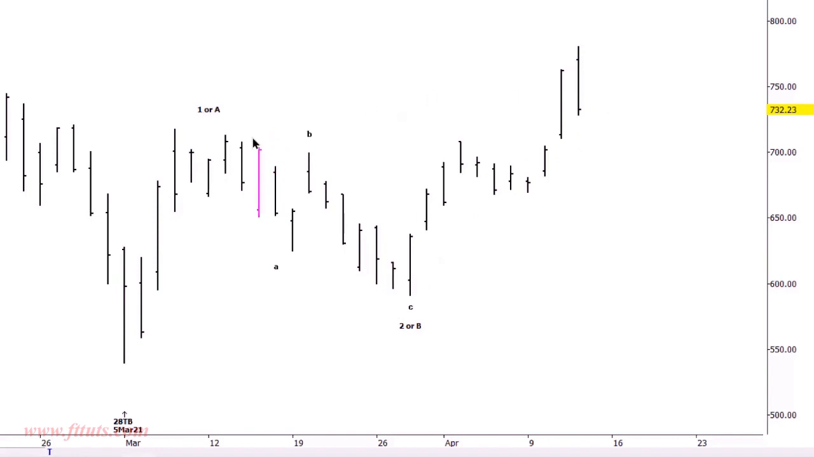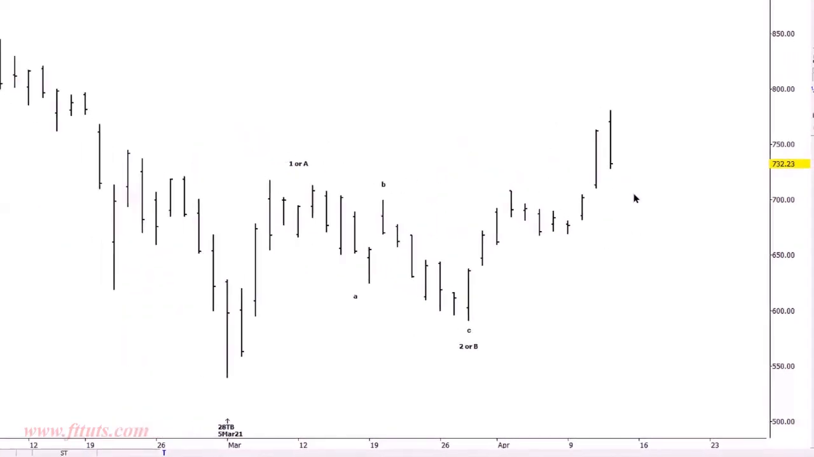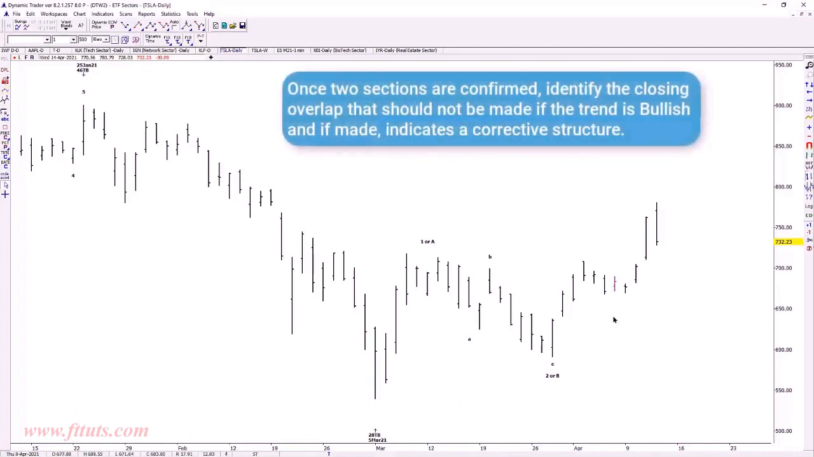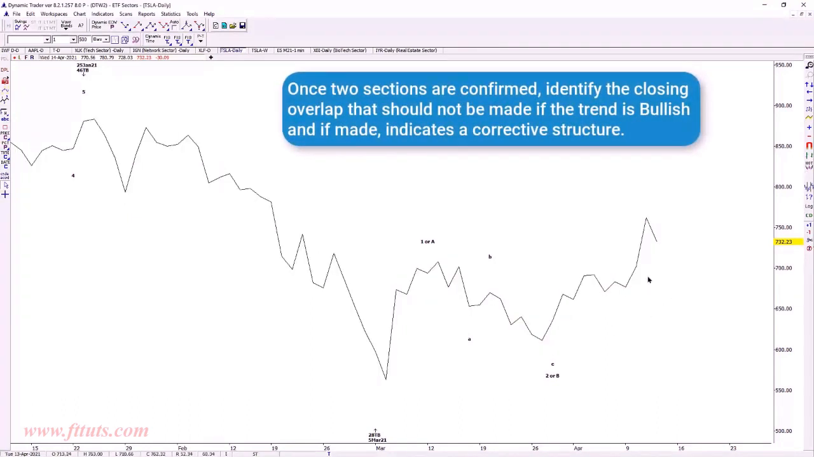What can this market do to indicate it's not a wave 3, it's not in a bullish trend, and it's making a correction and not a bull trend? Well, again, we just begin with a simple overlap. Let me put the closes on. Since we got daily data, we can do daily overlaps.